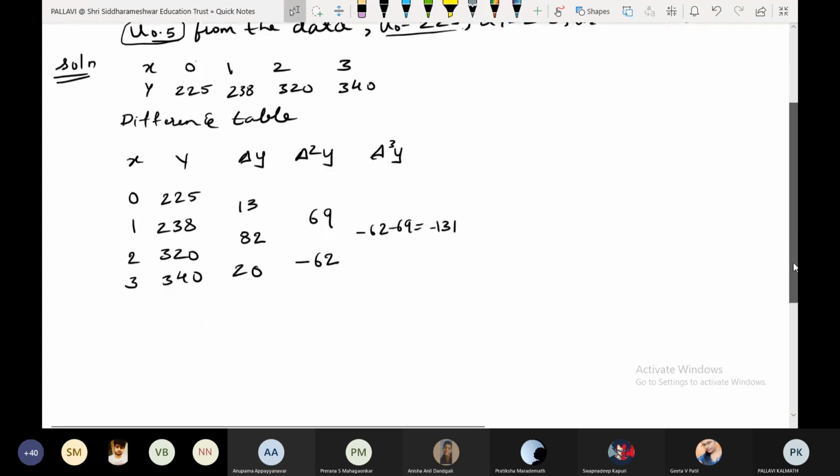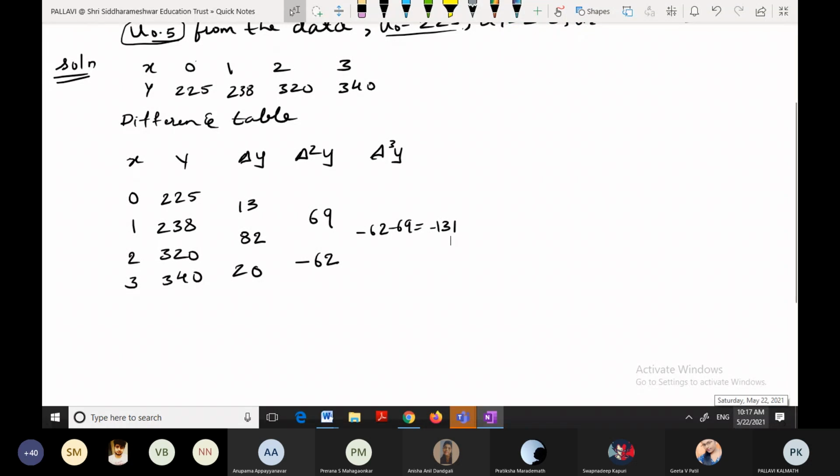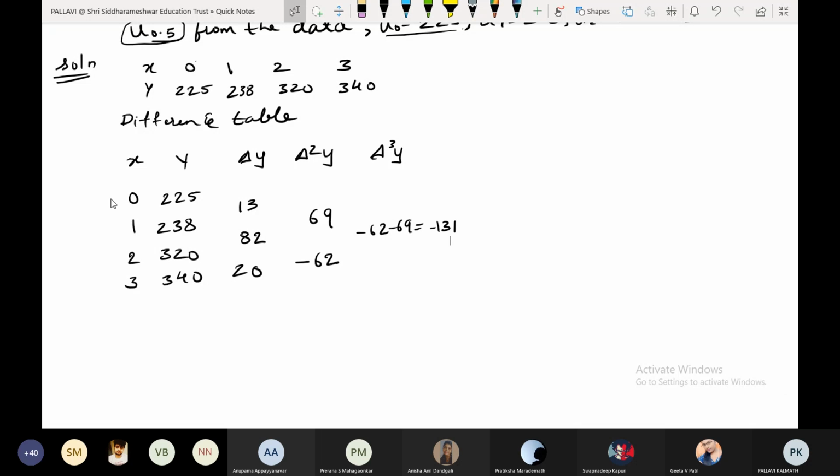When the table is clear, you should know the value of h and the value of r. What is the formula for r? r is equal to x minus x naught, divided by h. Where h is 1, because the values are 0, 1, 2, 3.